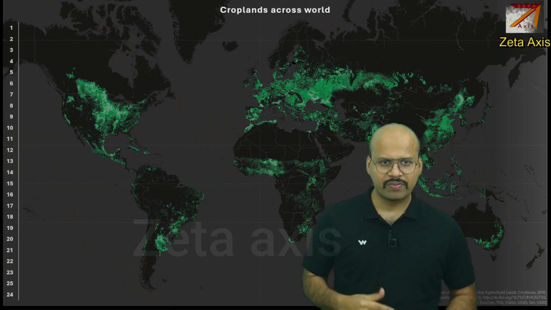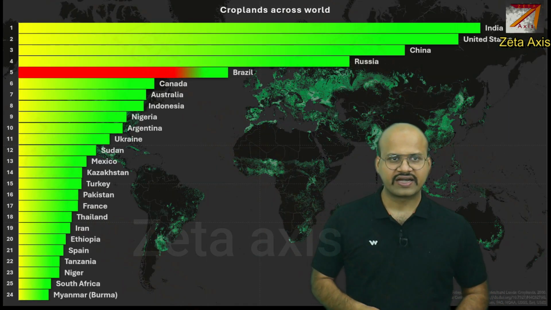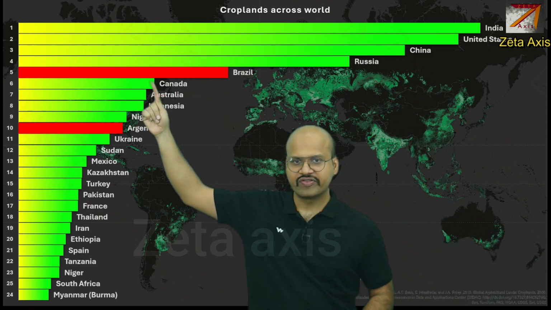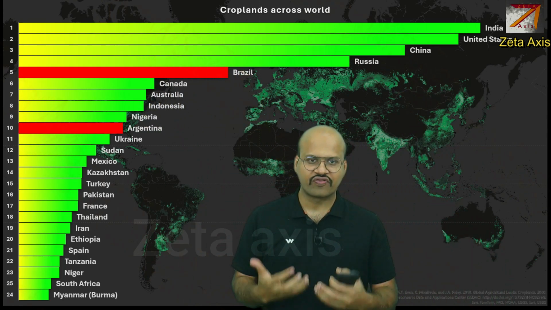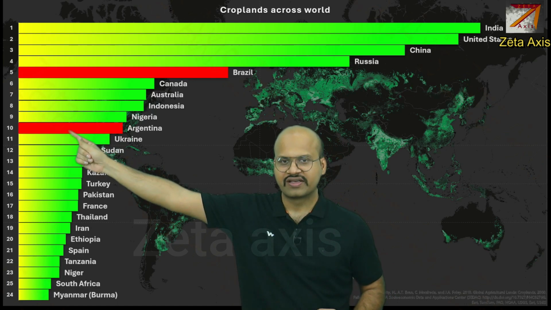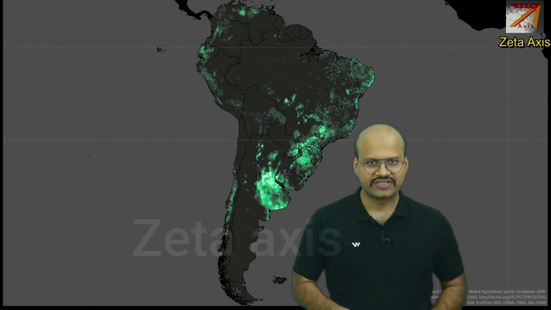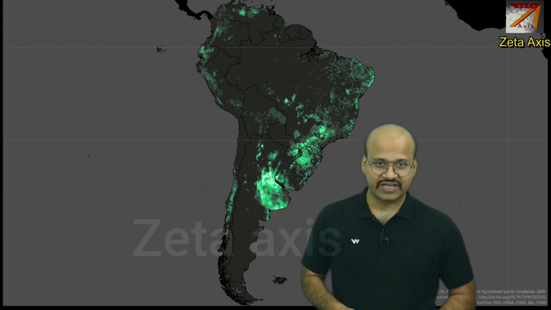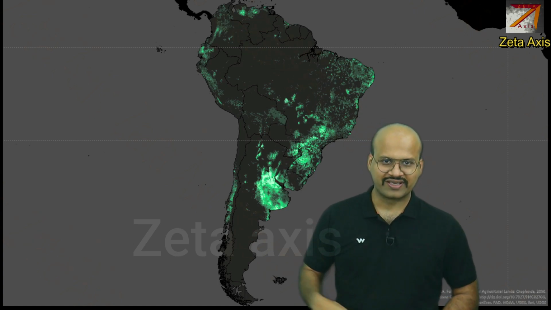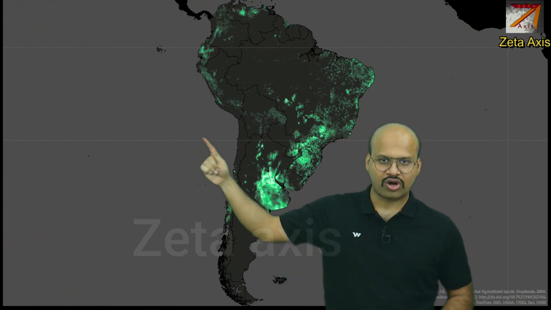If we see the global data, then we can see that Brazil is at 5th position in the total amount of croplands available, and Argentina is at 5th location. So now let's see agricultural croplands in South America. Here we can see that most of the cropland is below this Tropic of Capricorn.